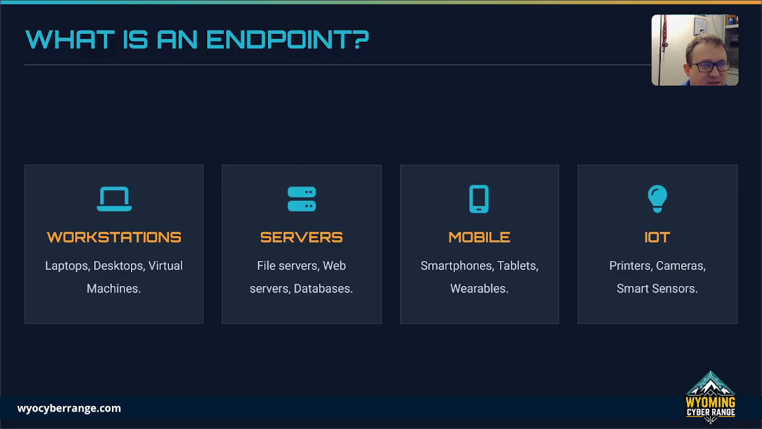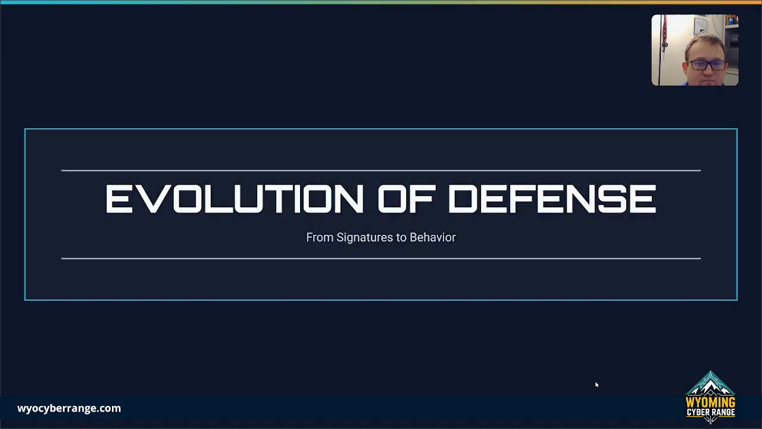What exactly is an endpoint? Well, it's basically any device that connects to the network where data is accessed. Now, this could be your workstations like laptops, desktops, or even VMs. These could also be servers. These are high value targets like file servers, web servers, and databases. These could be mobile, like smartphones and tablets. And then let's not forget about IoT, like our printers, cameras, smart sensors, and thermostats, because often these are going to be our weakest link. So, how are we going to defend it?